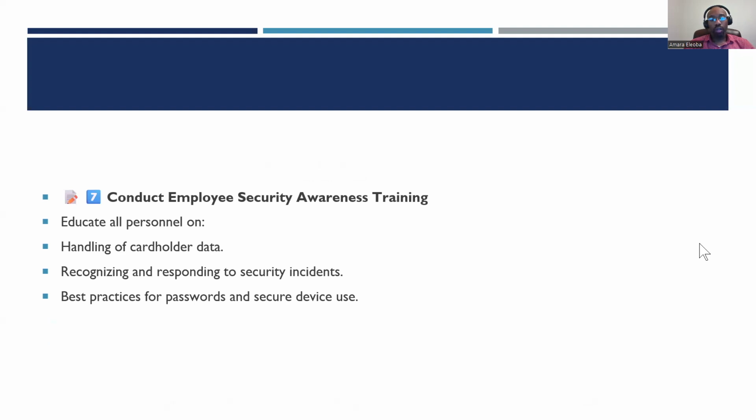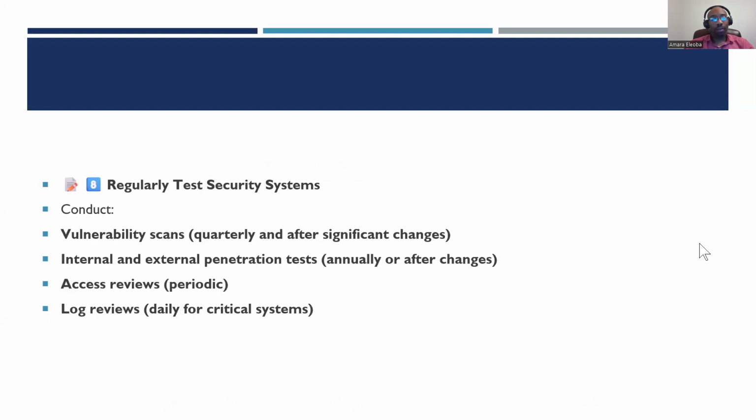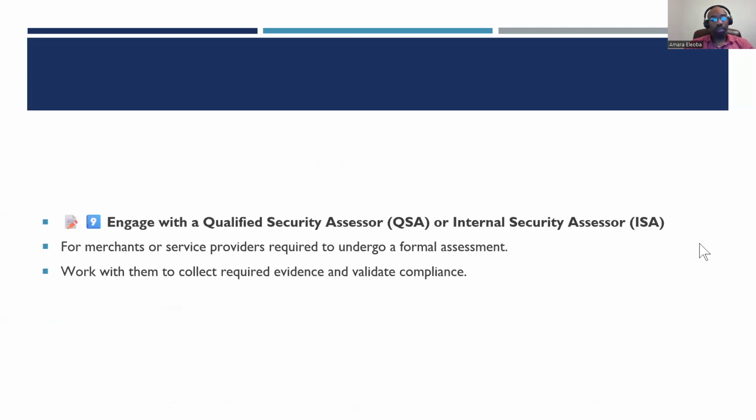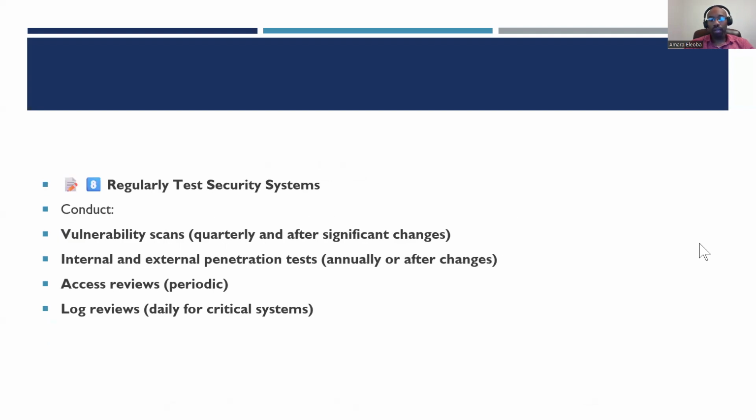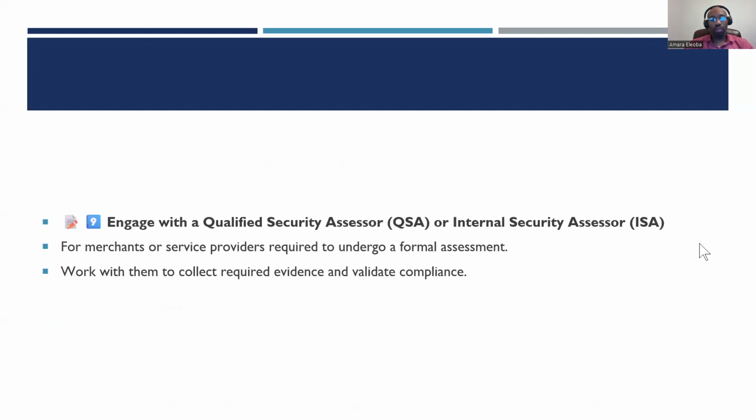Number seven, you need to conduct employee security awareness training. They need to know how to handle cardholder data, what to do, what not to do, things like that, the best practices. Number eight, regularly test your security systems. You can do that by penetration testing, vulnerability scanning, and reviewing of your logs.